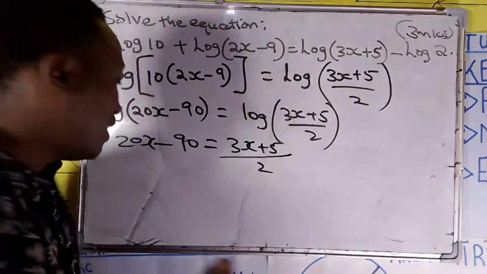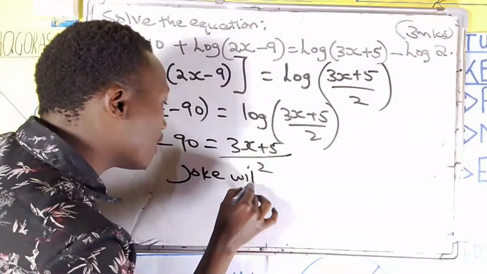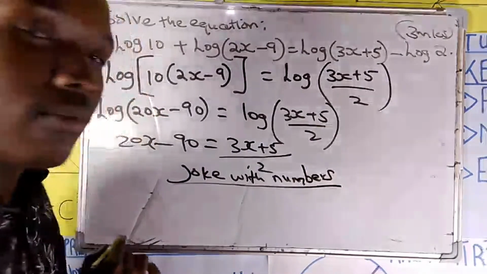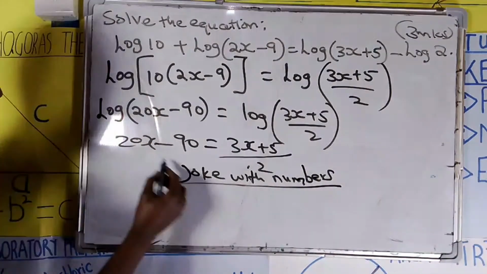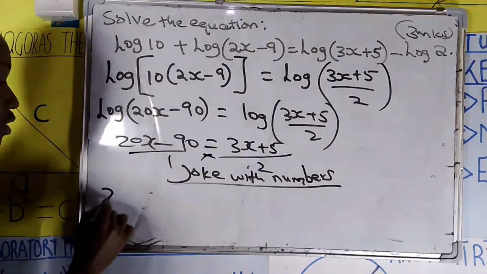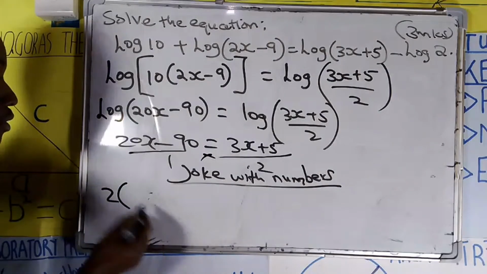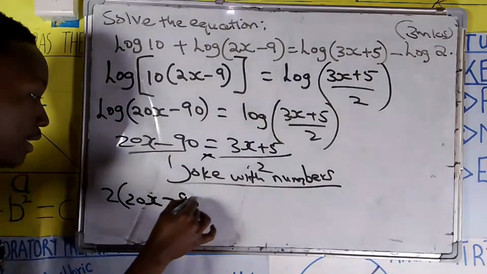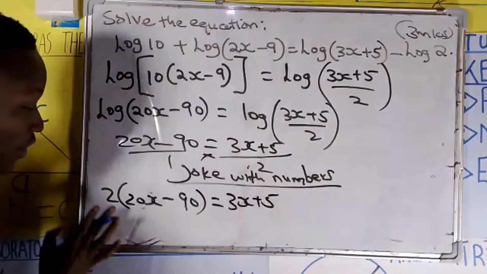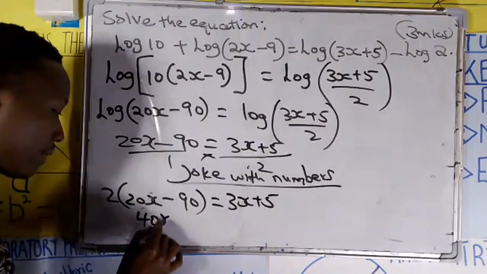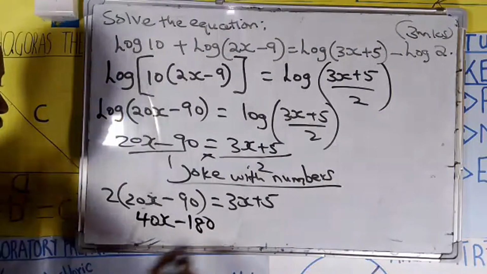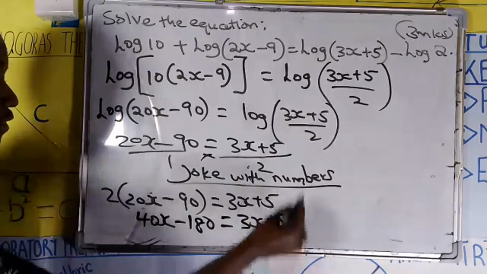Then you can start having fun and joke with numbers. Just joke with numbers. How do you joke with the numbers? Over 1, you cross multiply. 2, we multiply here. It will be 2 times 20x minus 90 is equal to 3x plus 5. So 2 times 20x is 40x minus 2 times 90 is 180 is equal to 3x plus 5.